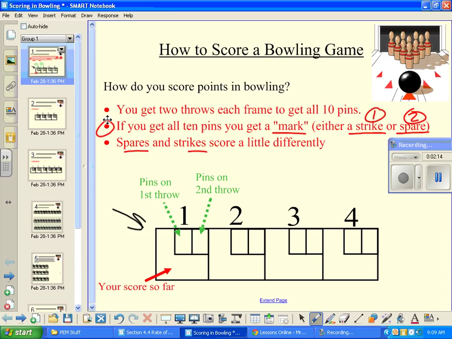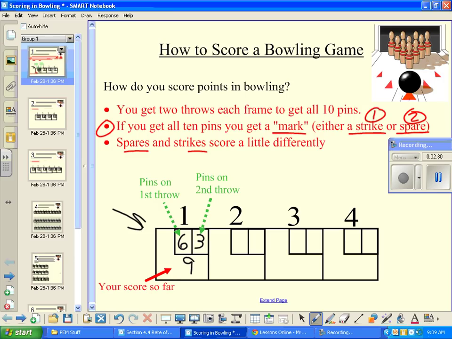And again, scoring a game of bowling wouldn't be too bad if there weren't marks. Let's say in the first throw I get 6 pins, and then the second throw I get 3. So I didn't get them all, but I got 9 of them. That's what I would put down here as my running total so far. I have 9 pins down.